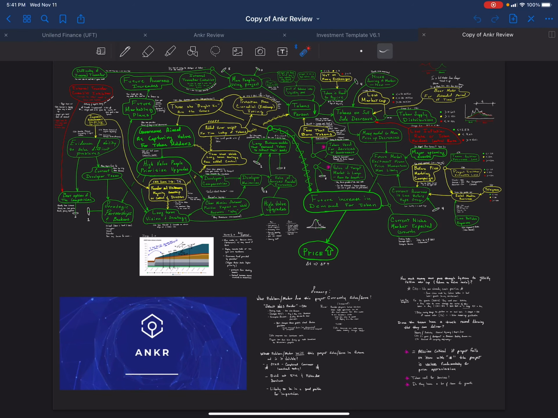As you can see, this project looks pretty good from a top-down view, mostly green, some yellow, and only a little bit of red.